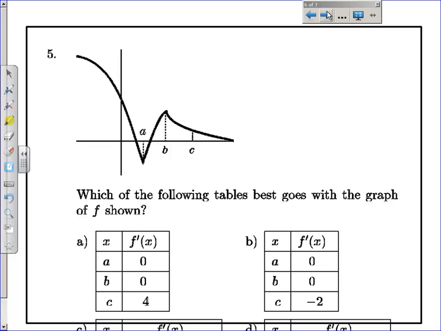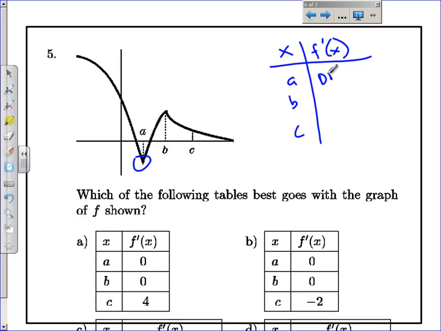All right, last question. We're going to estimate. My tables went off the page here. We're going to make our own little table. X, f prime of x at a, b, and c. Let's take a look at this x value a. Go down here. This is a sharp turn. This function is not differentiable because of the teetering tangent line. So my derivative does not exist.